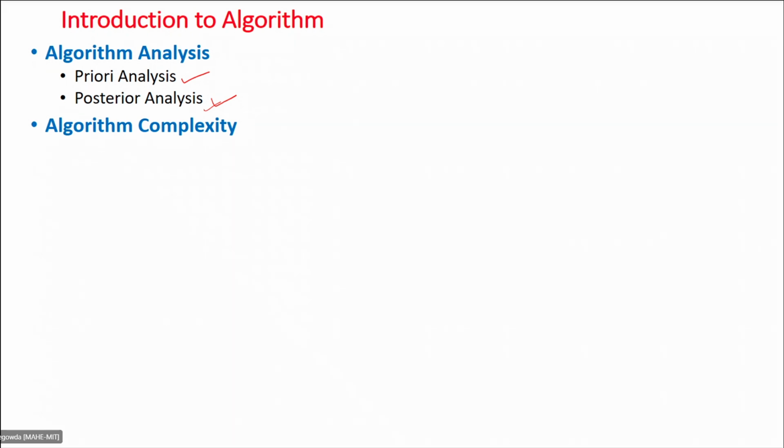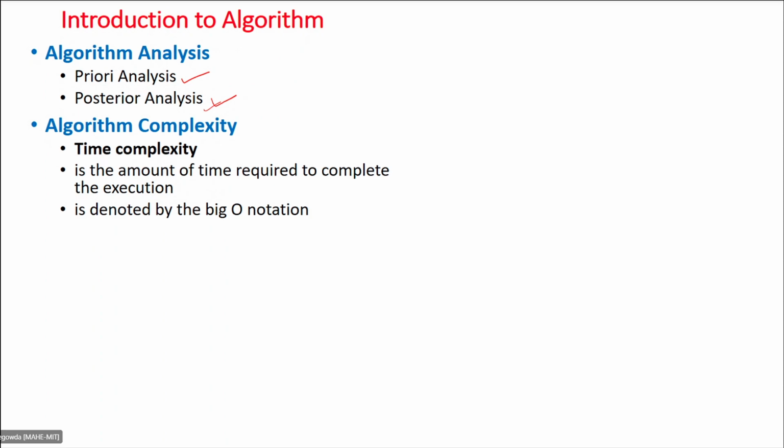So next is algorithm complexity. The performance of the algorithm can be measured by two factors. The first one is time complexity. The second one is space complexity. So these are the two factors. By using these two factors, the complexity of the designed algorithm can be studied.